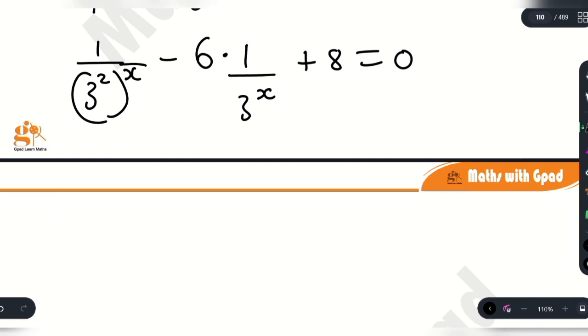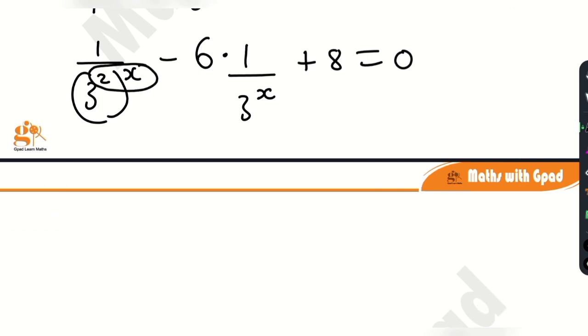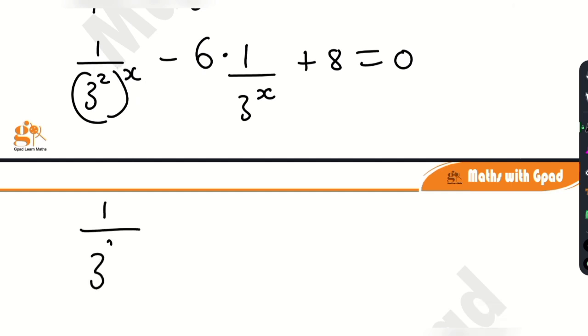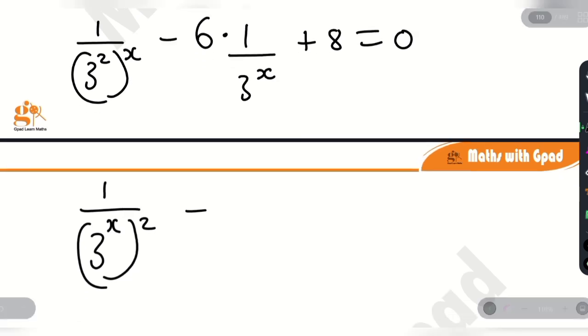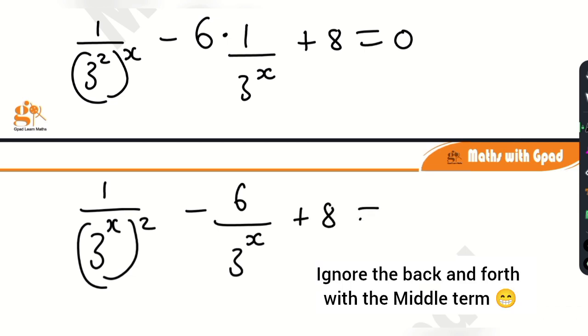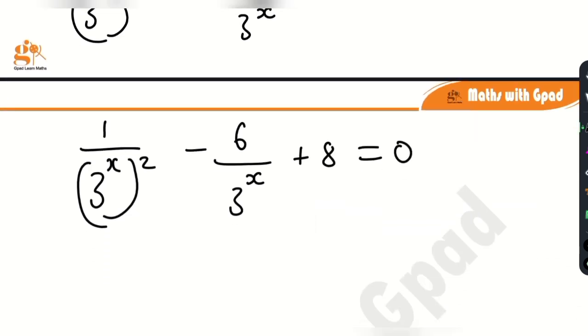Now, see this. I still don't have 3^x in a bracket. I can easily just switch the position of the exponent. So here I'm going to write 1 over (3^x) in bracket squared. It's the same thing. You can switch the position of the exponent. So minus, I'll just rewrite this as 6 over 3^x plus 8 is equal to 0.